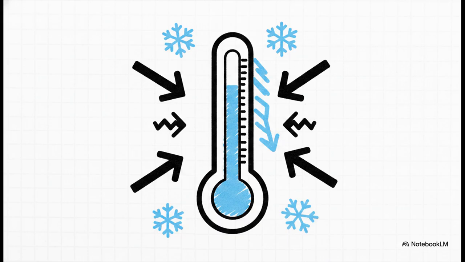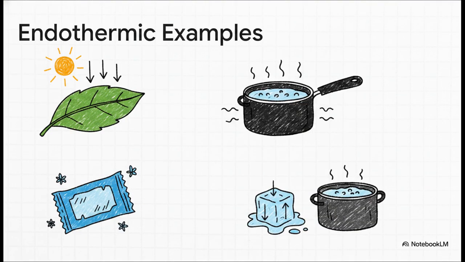That's why they feel noticeably, and sometimes sharply, colder to the touch. Photosynthesis is a prime example of this. Plants simply cannot manufacture glucose unless they are continuously absorbing light energy from the sun. Cooking food is another one. Raw rice won't cook unless it actively absorbs heat from boiling water.